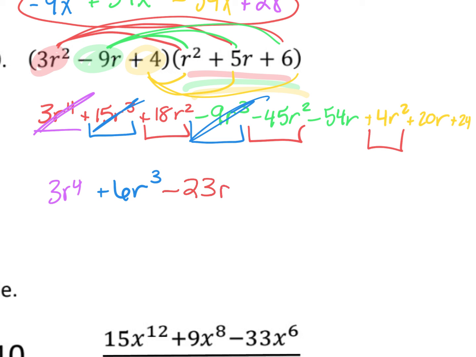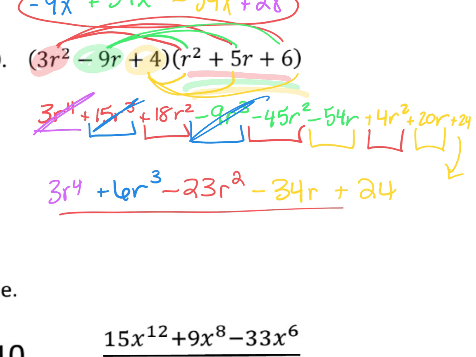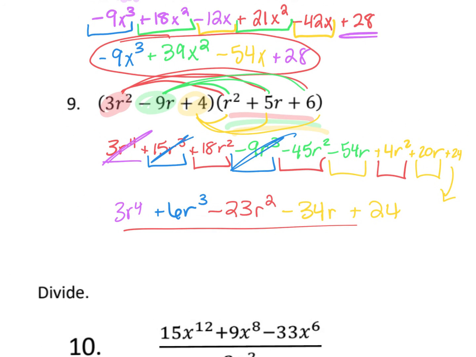And remember, you stick with your same exponent, so r squared. Then we have a negative 54r and a 20r. So I'm going to plug in negative 54 plus 20. So that gives me negative 34r. And then I just have my 24 left, so it goes at the end. So that's our final answer to number 9.